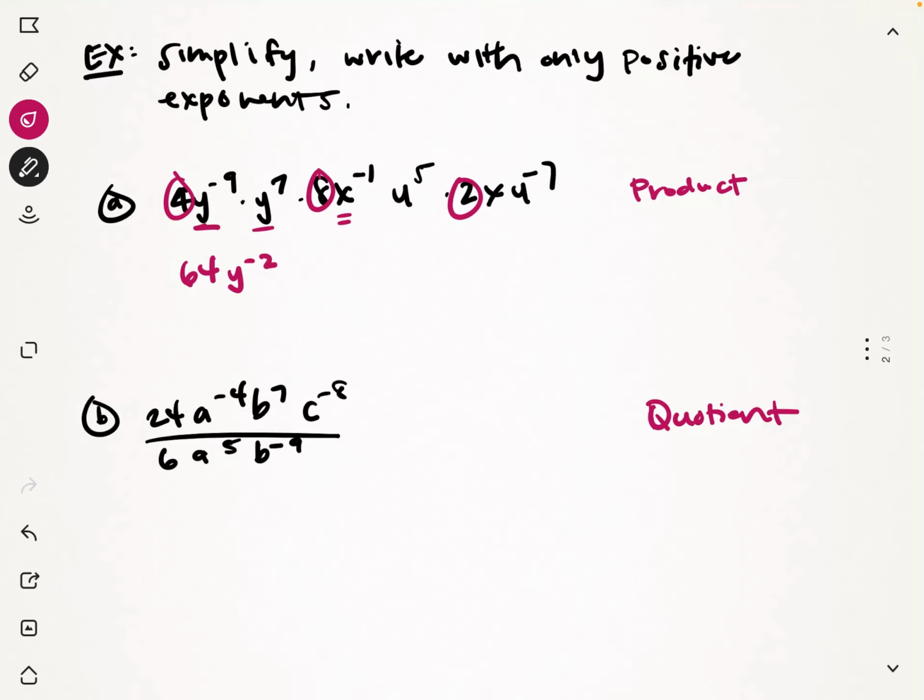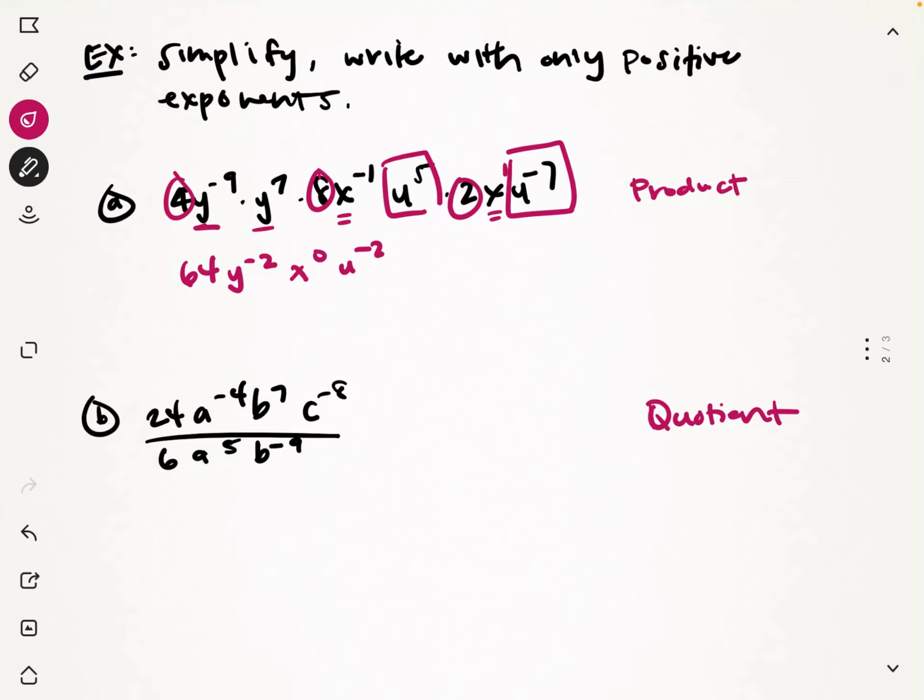Then we have our x's. Remember, this is x to the first, so x to the negative 1 times x to the 1 is going to be negative 1 plus 1 is 0. And then our u's, 5 plus negative 7 is negative 2.